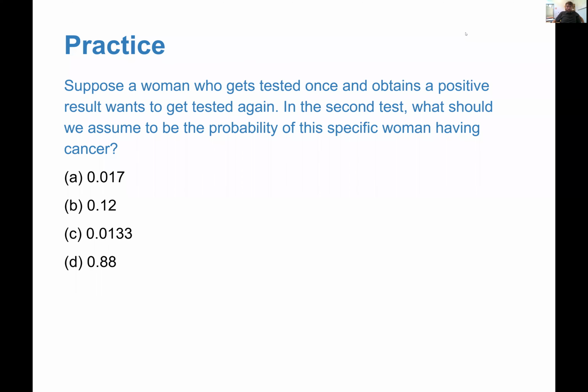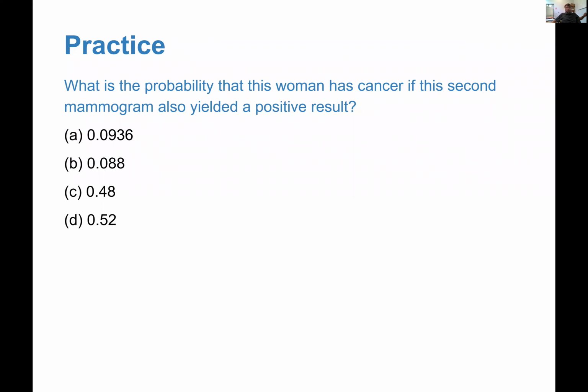Okay, the correct answer is 12%. That's from the last slide, really. Okay, but now we're going to ask a harder question. What is the probability that this woman has cancer if a second mammogram also yielded a positive result?